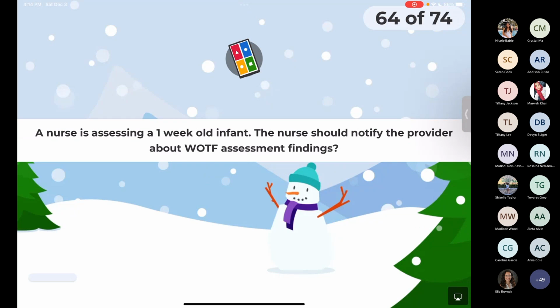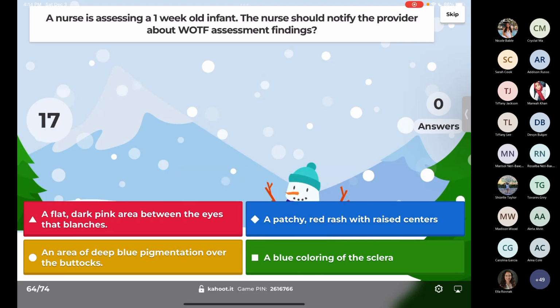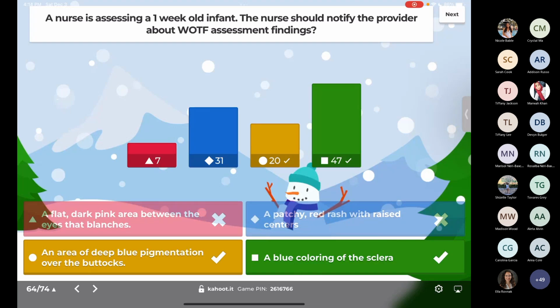Select all that apply. A nurse is assessing a 1-week-old infant. The nurse should notify the provider about which of the following assessment findings. Good job, guys. So we really do want to notify our patient about blue coloring of the sclera.